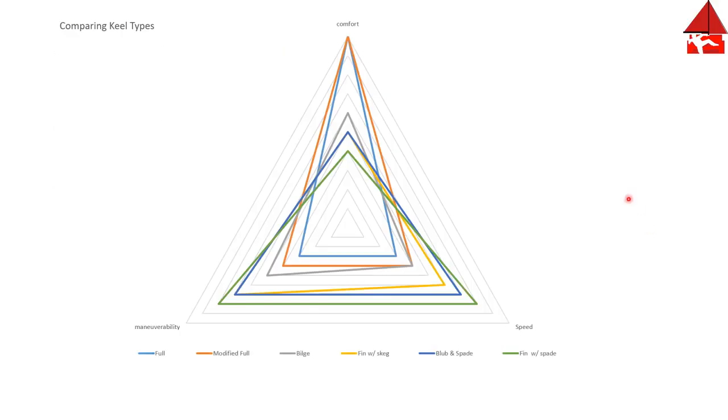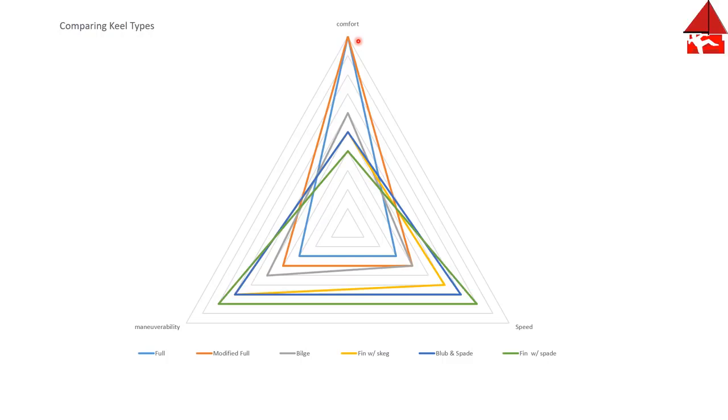So everything in sailboat design is a trade-off. The keel is no exception. What I'm trying to show here is the different attributes of a sailboat keel and how they affect the overall desirability. So in our triangle here, we have maneuverability of that type of keel, the performance or speed of that keel, and how comfortable it is. And then you can take the different types of keels at the bottom and assess the characteristics to pick one that works well for you.